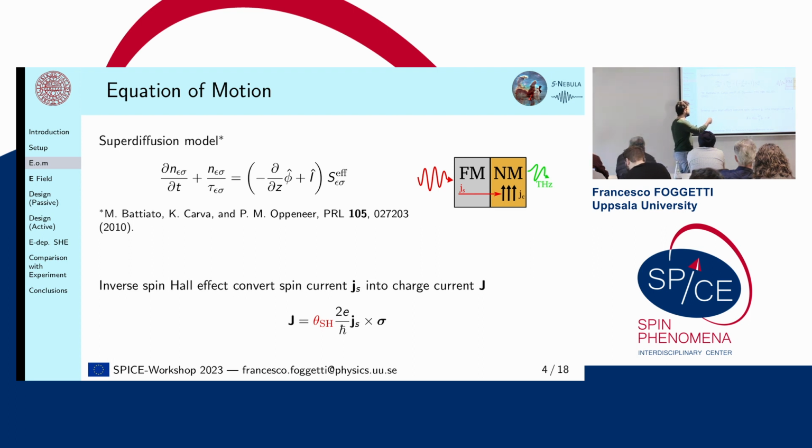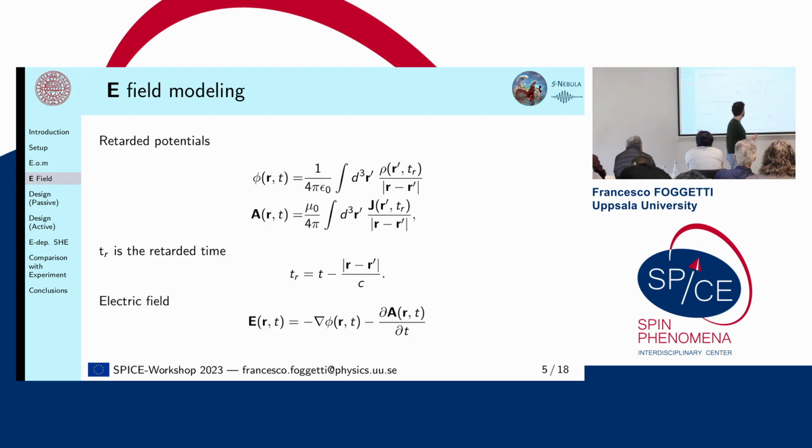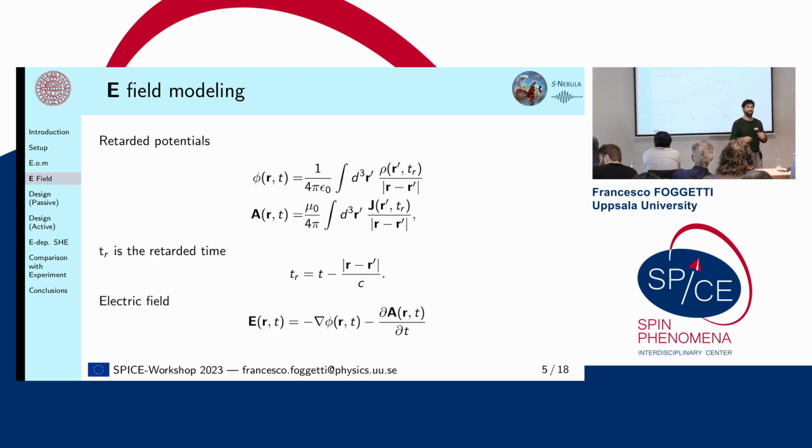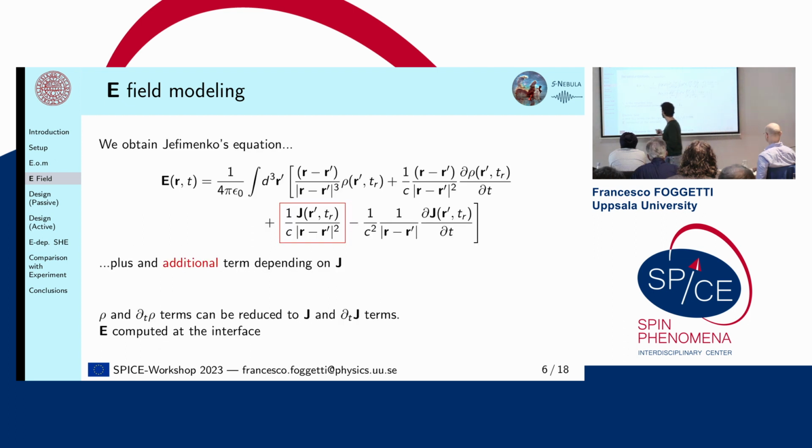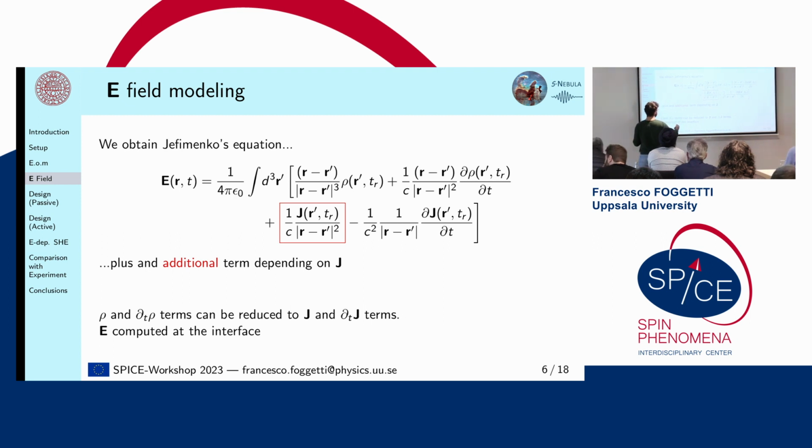Taking this into account, we get as a result a spin current that goes from the ferromagnetic layer into the non-magnetic one. Once there, through the inverse spin Hall effect, we get a charge current. Now we have the current. How do we get the field? We use our beloved Maxwell equations. Everyone loves Maxwell equations. We use the retarded potentials that are a solution for that. By the definition of the field and the retarded potential, we get something really similar to the Jefimenko equation, plus, with some algebraic tricks, also a J term, a term that depends on the current and goes as 1 over the distance squared.